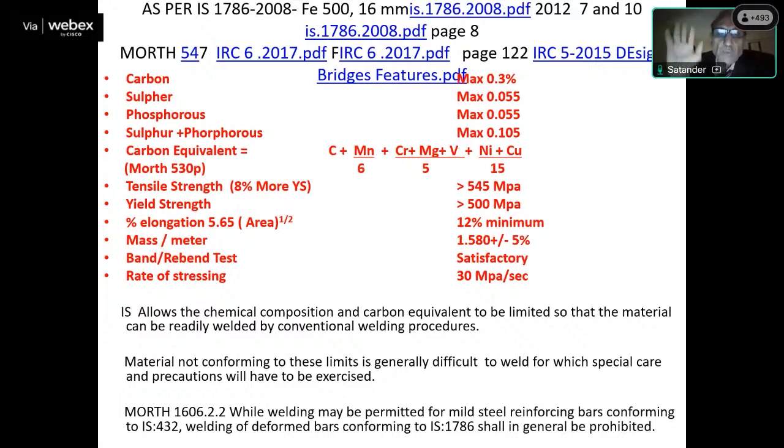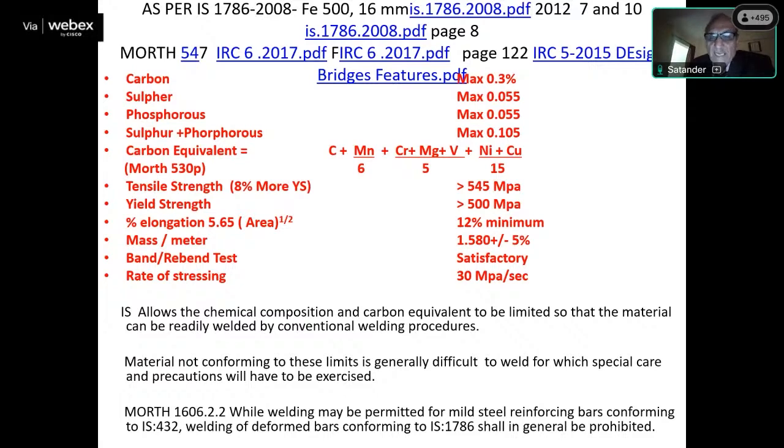If you are welding two TMT bars, you have to do the carbon equivalent test as per IS 9417 or 530. The carbon equivalent must be less than 0.53. You have to find manganese, chromium, these, and find out the carbon. Then you can go for welding in the case of TMT bar.